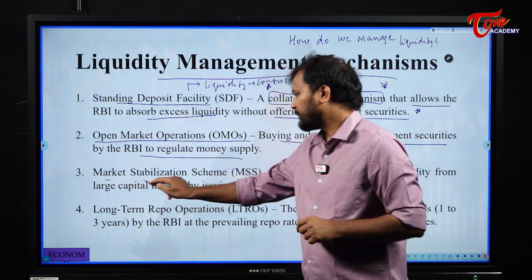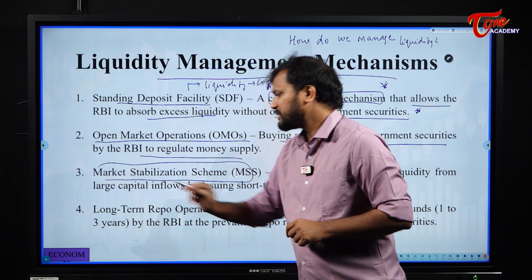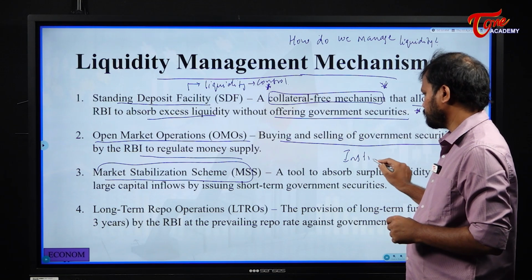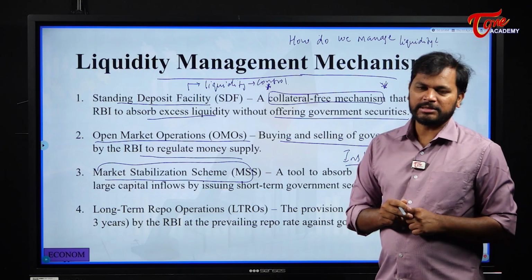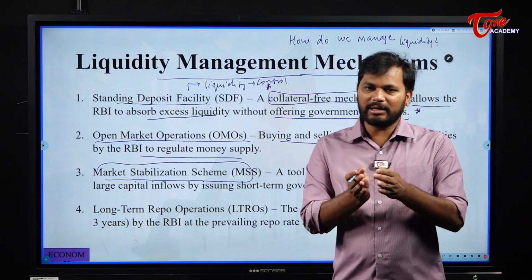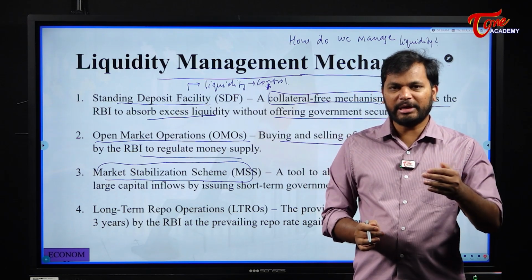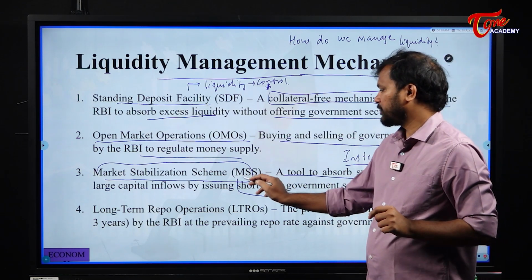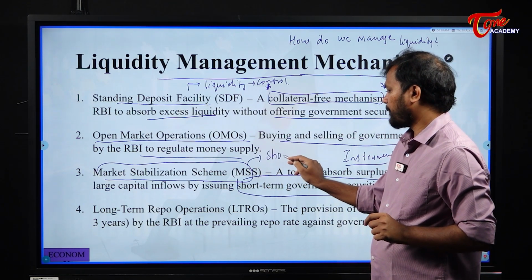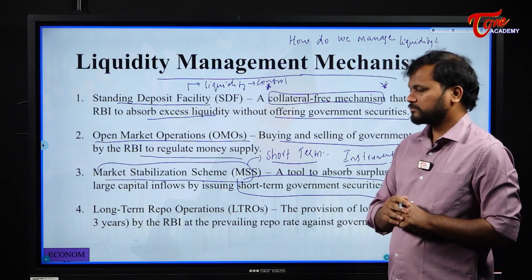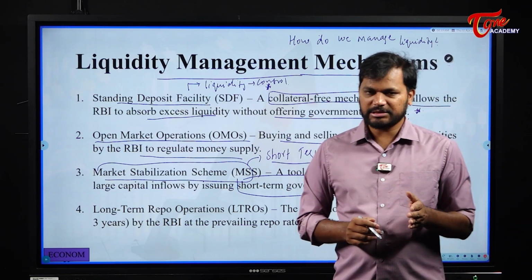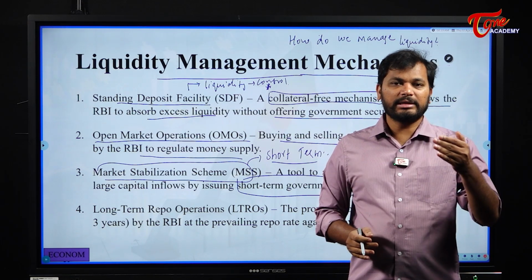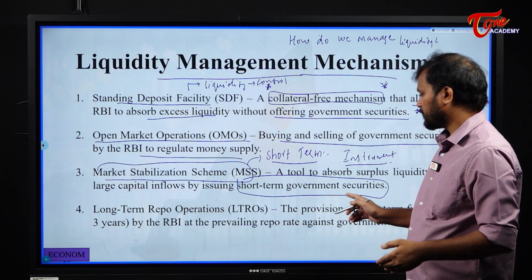Next, market stabilization scheme. Now, market stabilization scheme is nothing but the instrument that is used by the RBI to absorb the liquidity from the market by issuing short-term bonds, by issuing short-term government securities. Here the key word is short-term. Clear? So, in the market stabilization scheme, the money is squeezed out of the market by the issuance of short-term government securities.